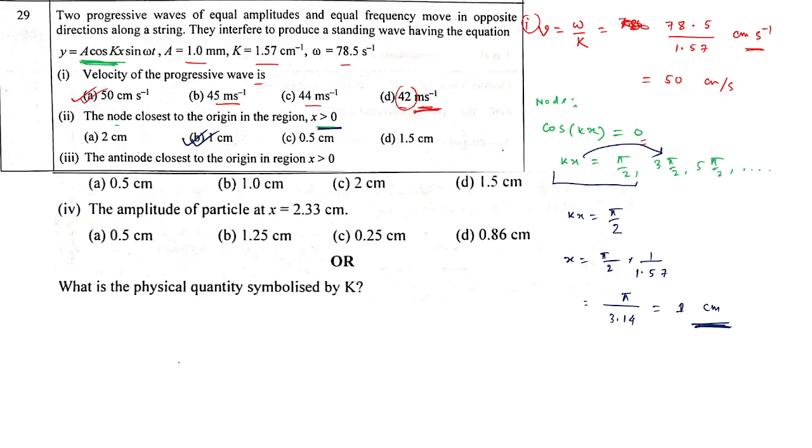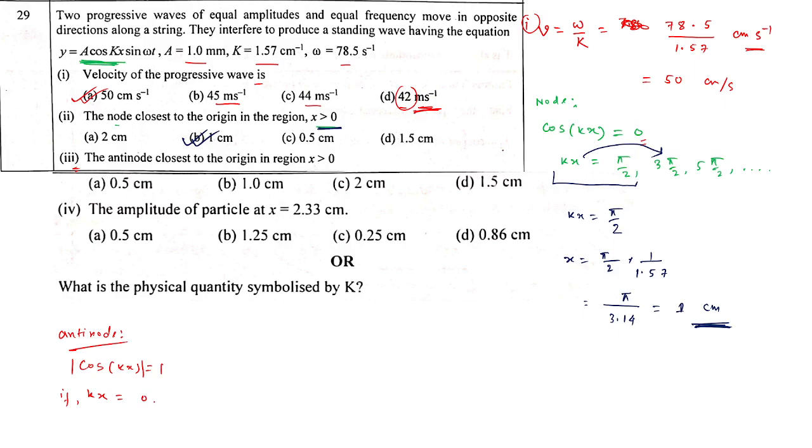Now let's move to question number 3. The antinode closest to the origin. For an antinode, the value of mod cos kx should be 1, because the amplitude is maximum at that point. So kx may be such that cos kx is 1, yes or no?